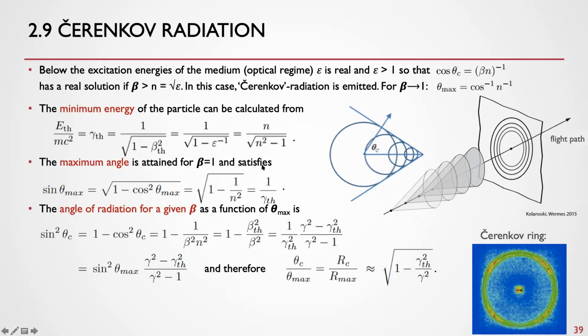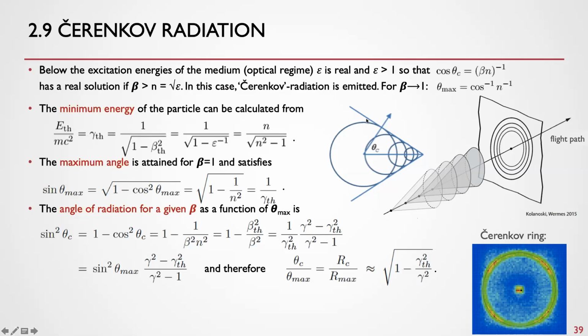Now we can finally compute, but I don't go through the details here. I don't think this is necessary. I put here the calculation for completeness and because I wanted to understand it myself. This is the angle of radiation for a given beta now.